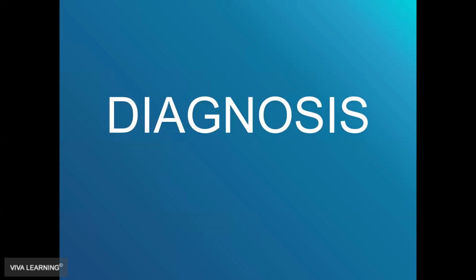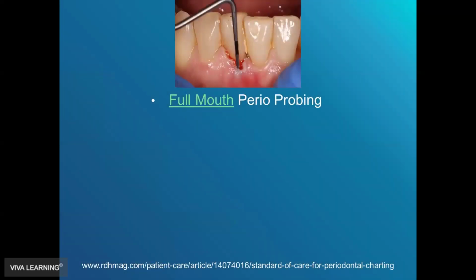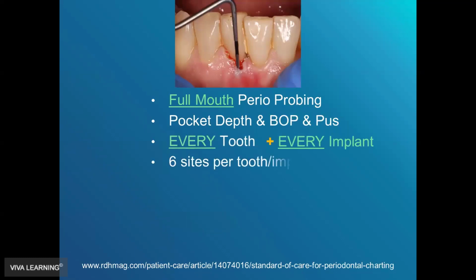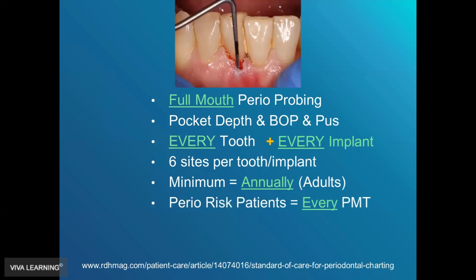How to diagnose these diseases? Periodontal probe is the only way to do it. And we're talking about full mouth periodontal probing, charting pocket depth, bleeding on probing, and pus. That's every tooth and every implant, six sites per tooth or implant. Minimum frequency is annually in adults. That's right, every year. And for those patients that are at risk for these diseases, it needs to be done at every periodontal maintenance appointment or implant maintenance appointment.